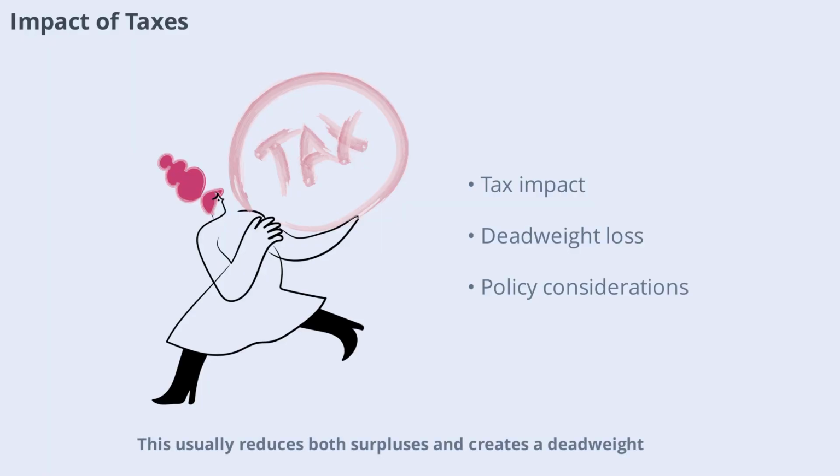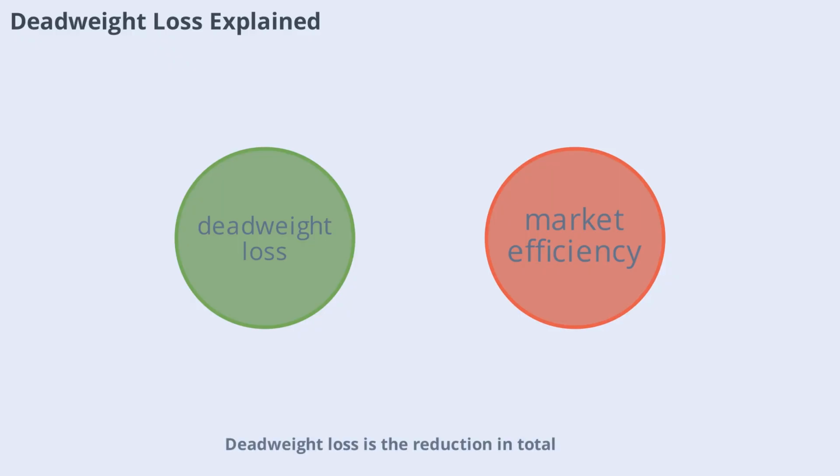This usually reduces both surpluses and creates a deadweight loss, a loss of total surplus that isn't gained by anyone. Policymakers must weigh these effects when designing tax policies. Deadweight loss is the reduction in total surplus that occurs when market transactions are restricted, such as by taxes, price controls, or monopolies. It represents lost opportunities for both buyers and sellers. Understanding deadweight loss helps us see why efficient markets are so important for maximizing economic welfare.